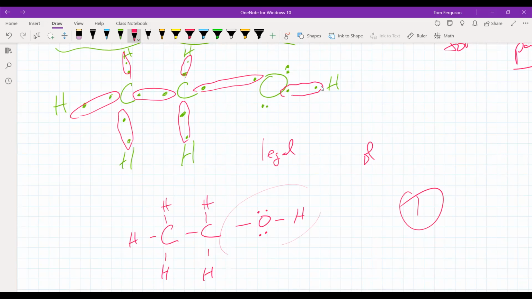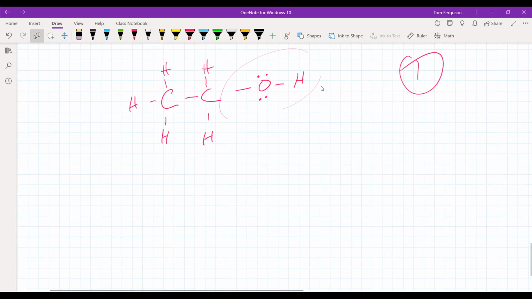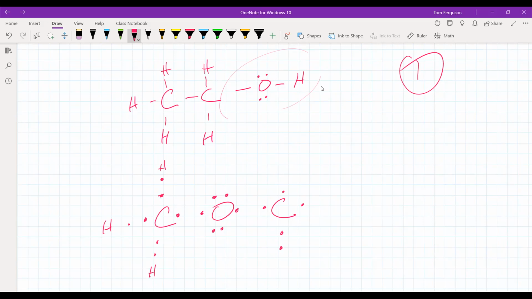Let's do another legal structure for that formula. So instead of putting the carbons in the middle, we're going to put the carbons and the oxygen in the middle instead. Okay, so we've got 6 hydrogens, 2 carbons, 1 oxygen. Step number 1, connect them all with single bonds.